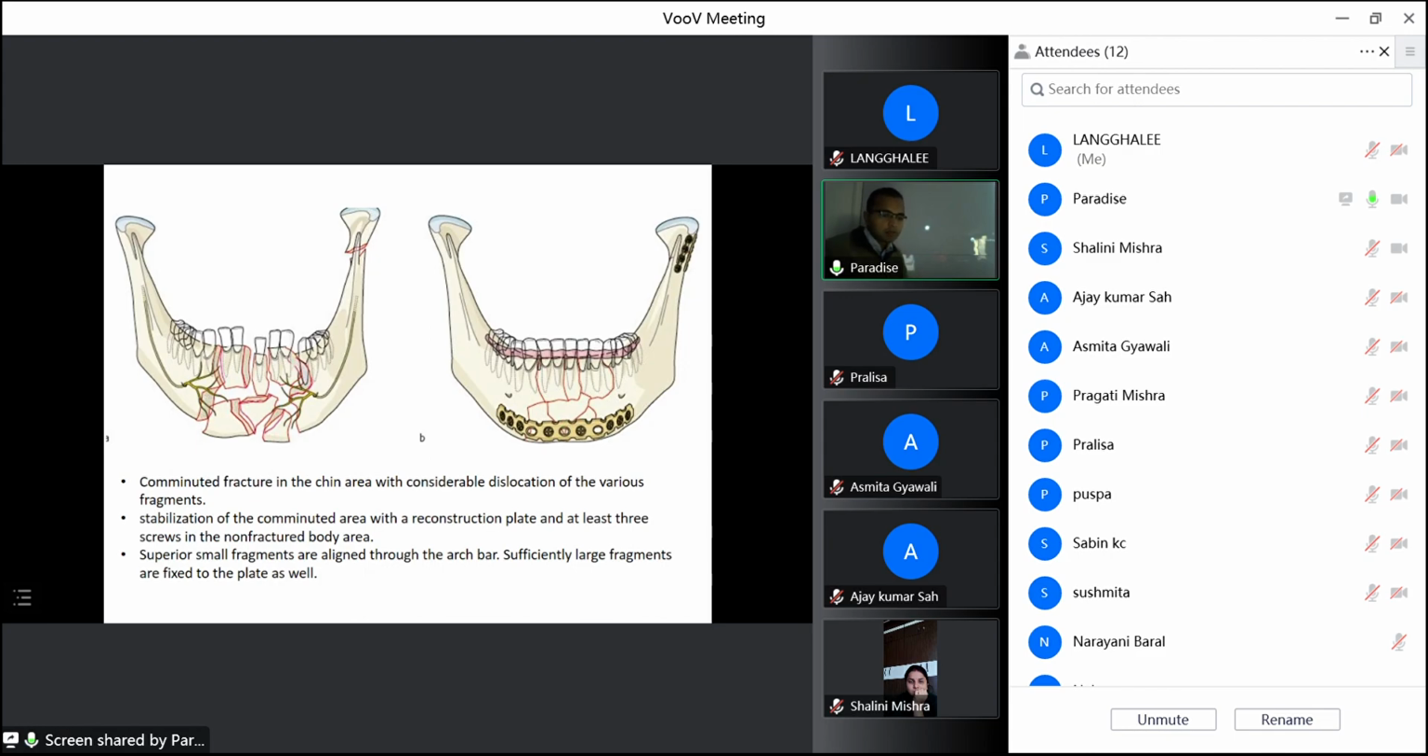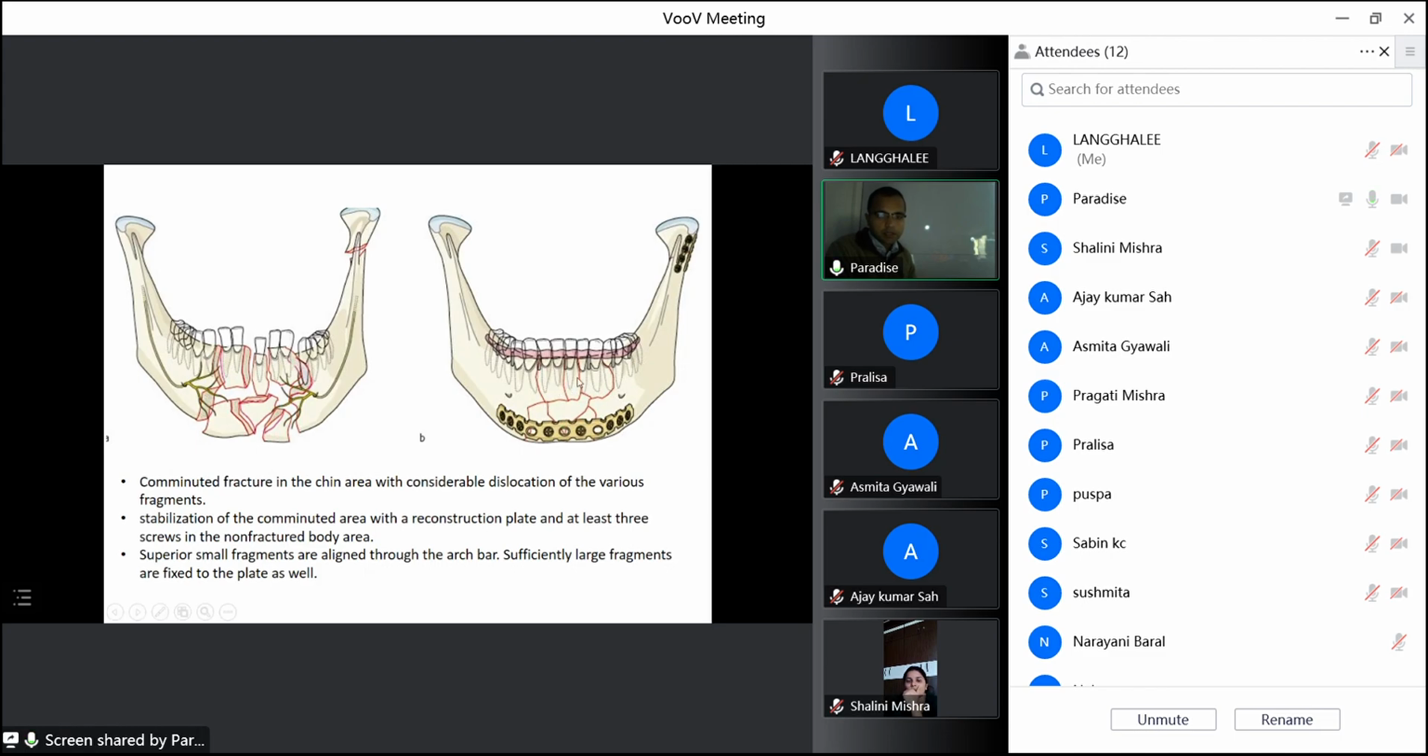Again, it is a comminuted fracture present anterior to the mental foramen, in the anterior mandible. In anterior mandible, there is comminuted symphysis and parasymphysis fracture. So again, you have to assemble the small fragments with the help of mini plate, and then you have to place the reconstruction plate. So the concept is that at least all the fragments should be stabilized with some screw or some plate.